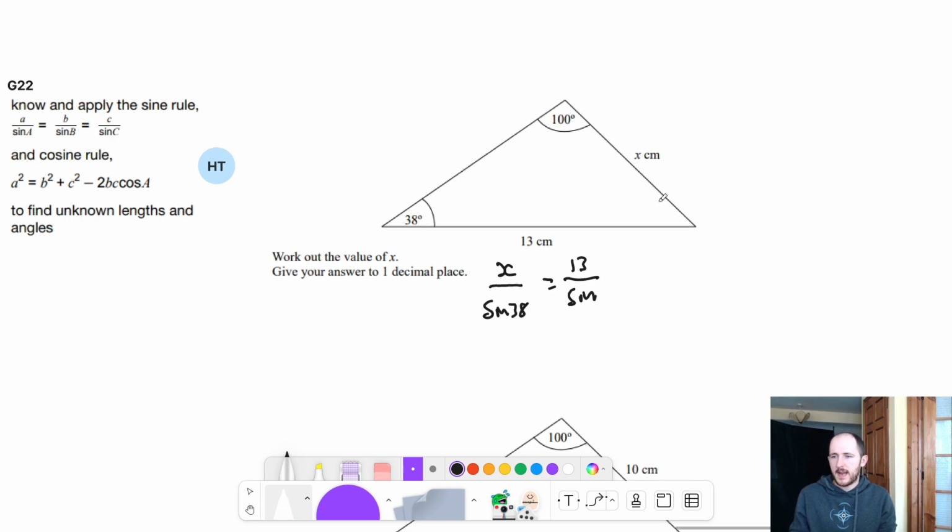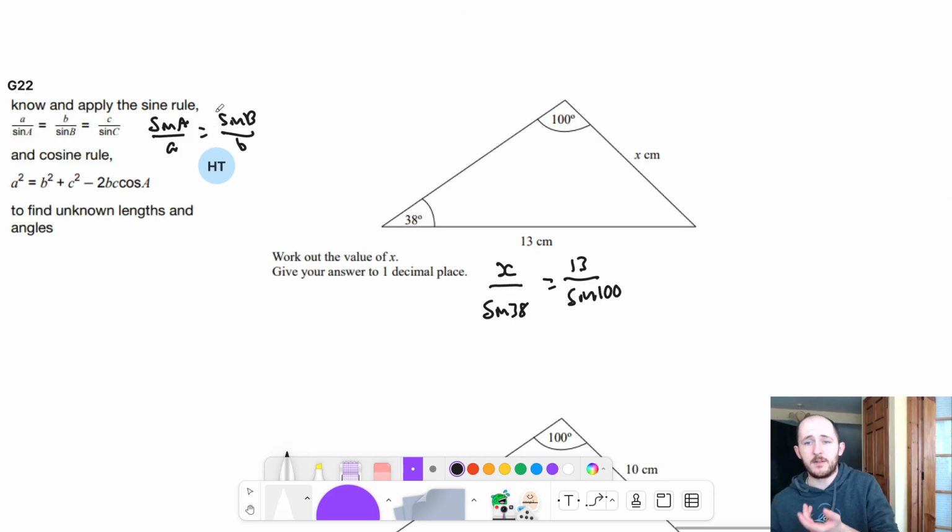But keep in mind, if you want an angle, you can actually flip the sine rule over. So there's no harm if you're working out an angle just doing sine A over A equals sine B over B. So that's one of the powerful things with the sine rule. It's equally easy if you want an angle or a side. The rearranging is actually identical. It's just that you need to change which equation you use.